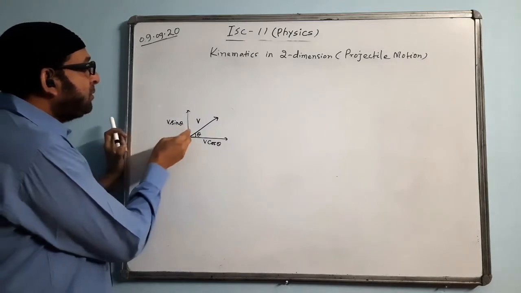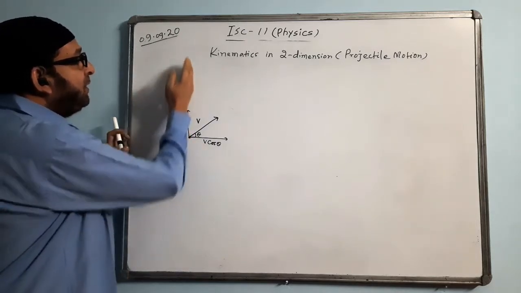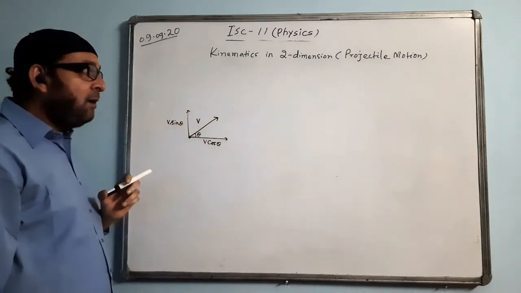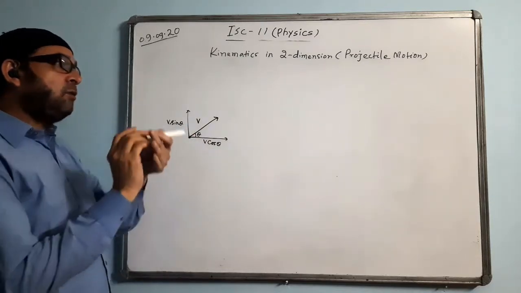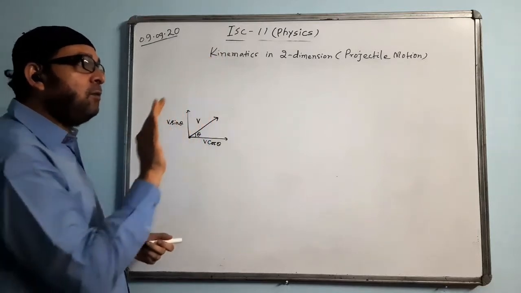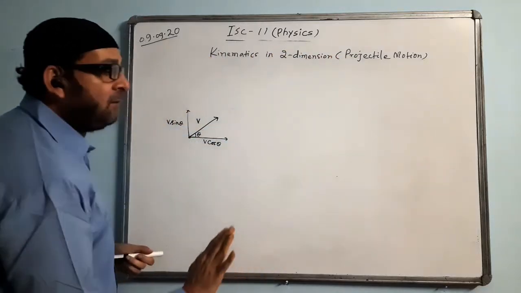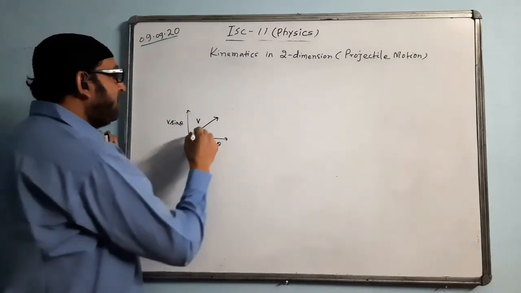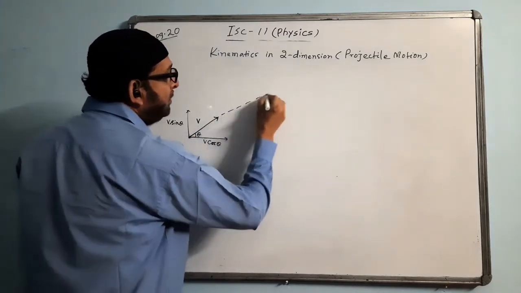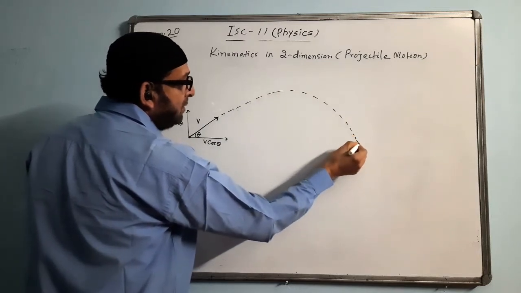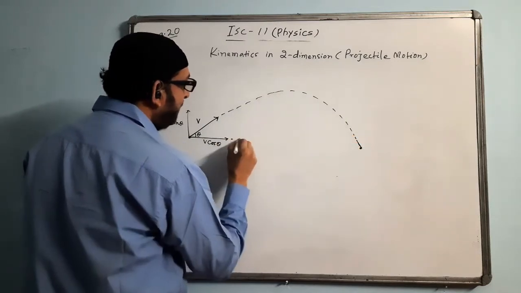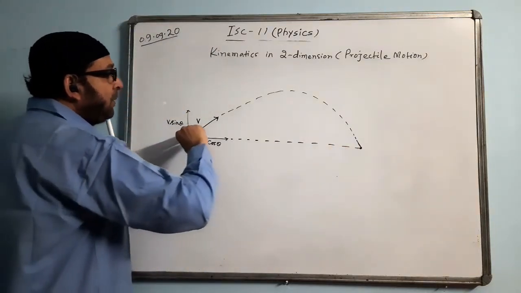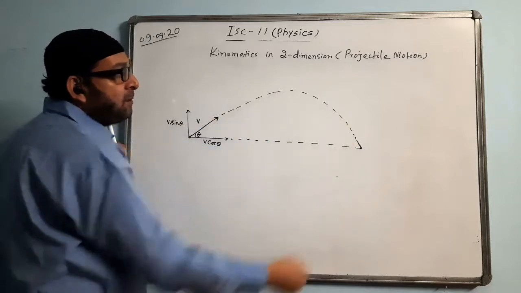This component is responsible for vertical motion, for lifting the height, and this component will be responsible for covering a horizontal distance. You can have an idea: suppose you throw something, the body will rise as well as cover horizontal distance simultaneously. That means the body will take up a path like this, and then fall on the ground over here. This path is called a parabolic path.